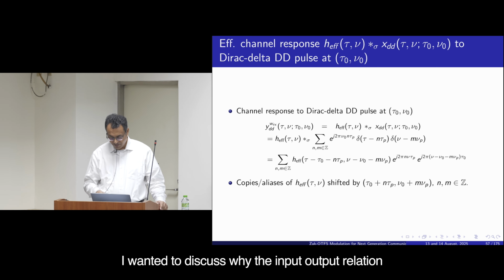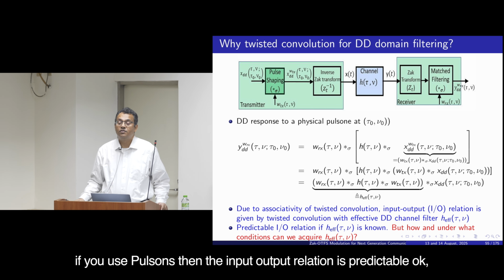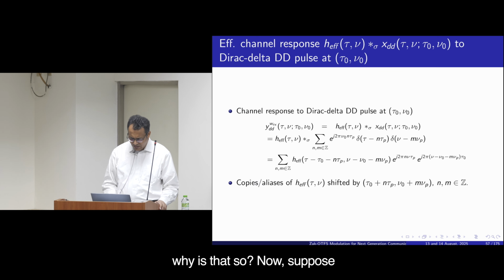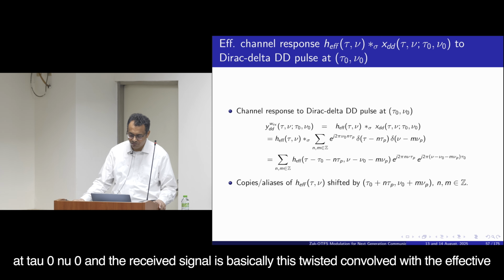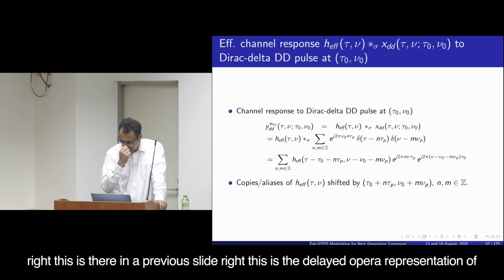Okay, I wanted to discuss why the input output relation, if you use pulsons, is predictable. Okay, why is that so? Now suppose, I mean, this first equation, now we know it, right, that this is your Dirac delta pulson at tau 0 nu 0, and the received signal is basically this two-state convolved with the effective channel, right. And then if I take this thing, now this expression I know is equal to this, right, this is there in a previous slide, right.